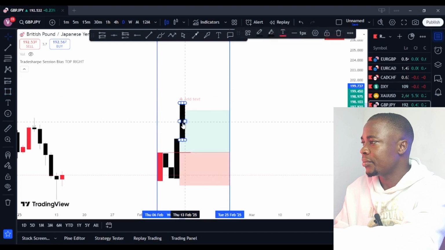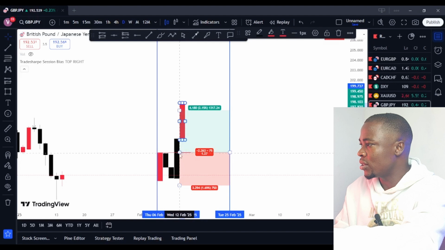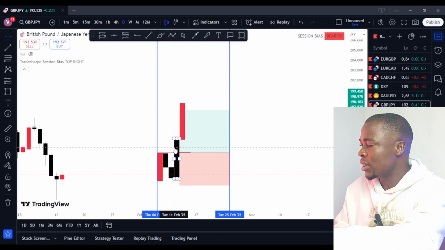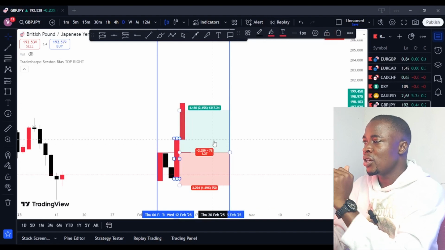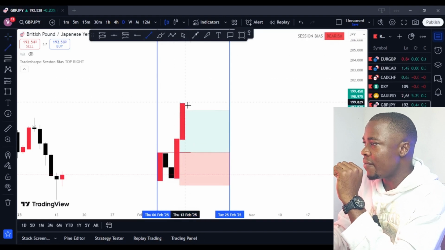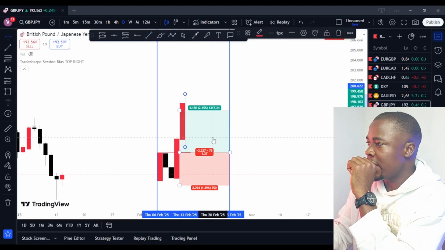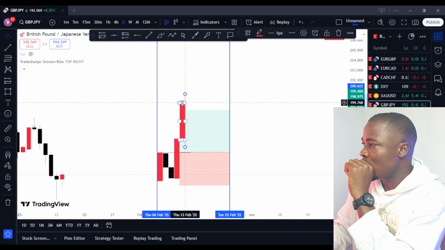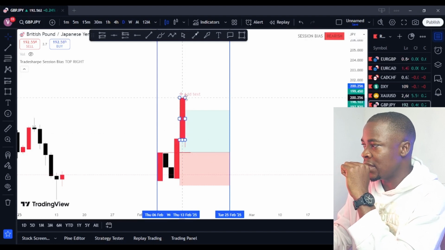Please don't forget the color of the distance. Let me try to fix it. Okay, let me fix that. So this is what I mean. If you want to get into a trade like this, have it in mind that the next candle is going to print a bottom wick. It will first of all create a bottom wick before you have this move up.